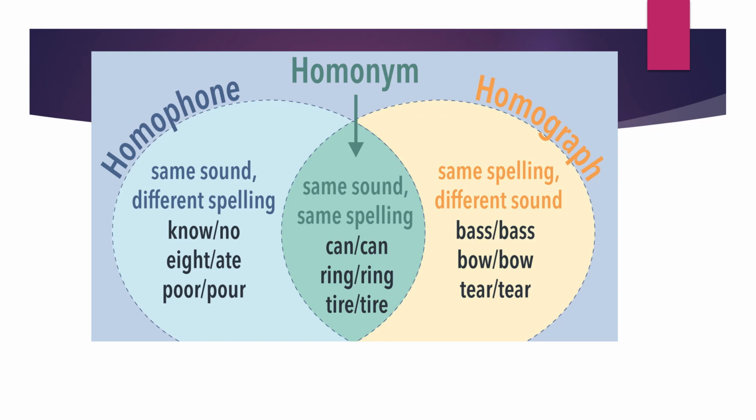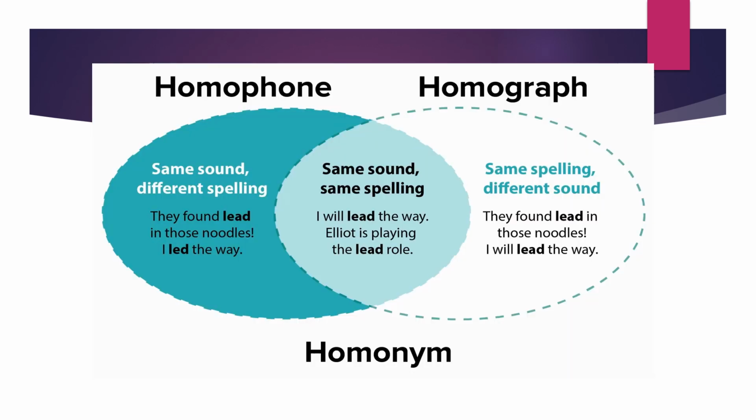So for homonym, we have the same sound and the same spelling, like can and can, ring and ring, tire and tire. For homograph, the same spelling is there, but different sounds are there, for bass and bass, for bow and bow, for tear and tear. One is tearing and another is tear for when you cry. So we have the same spelling, but the sounds are different and the meanings are also different.